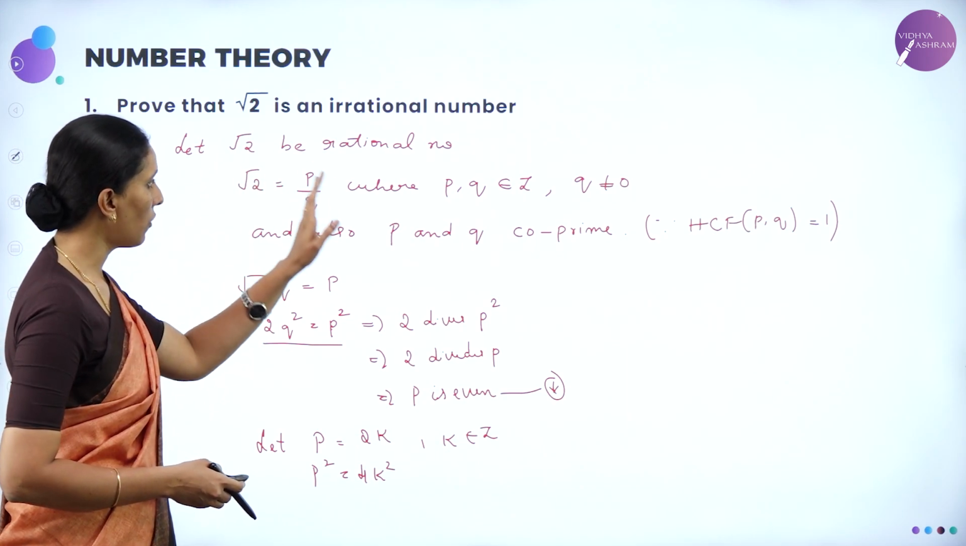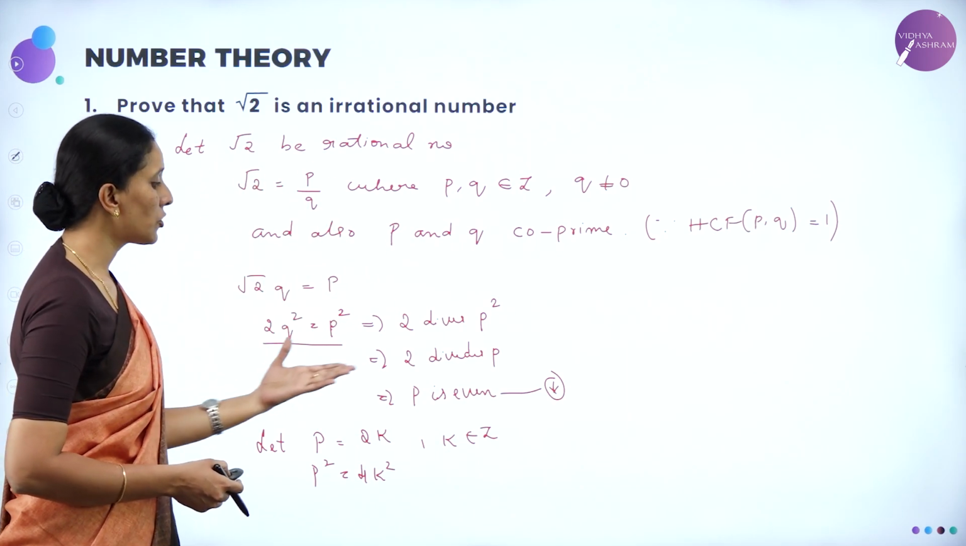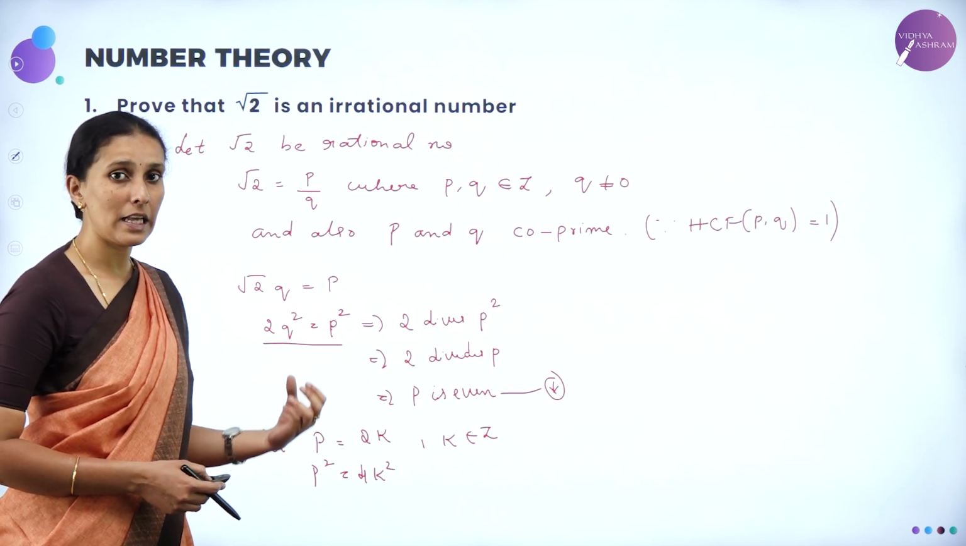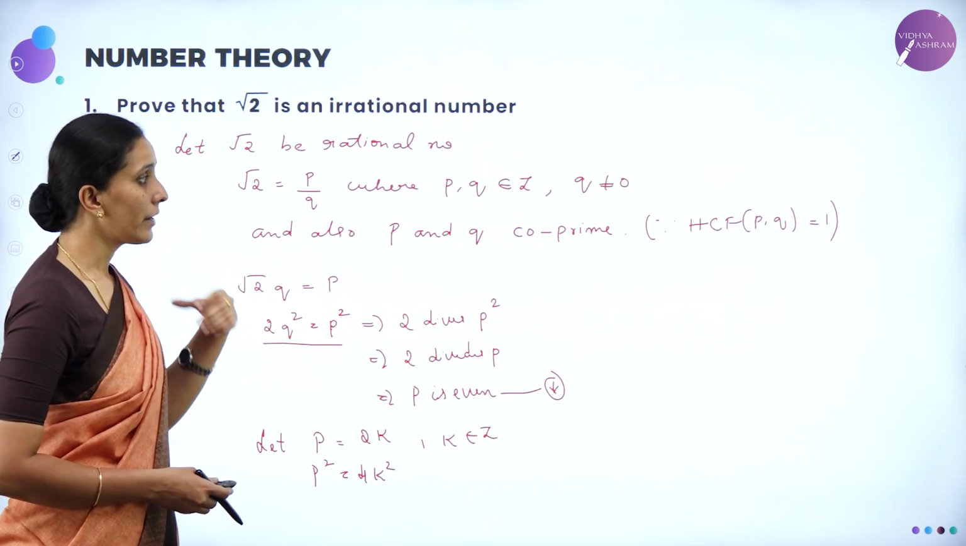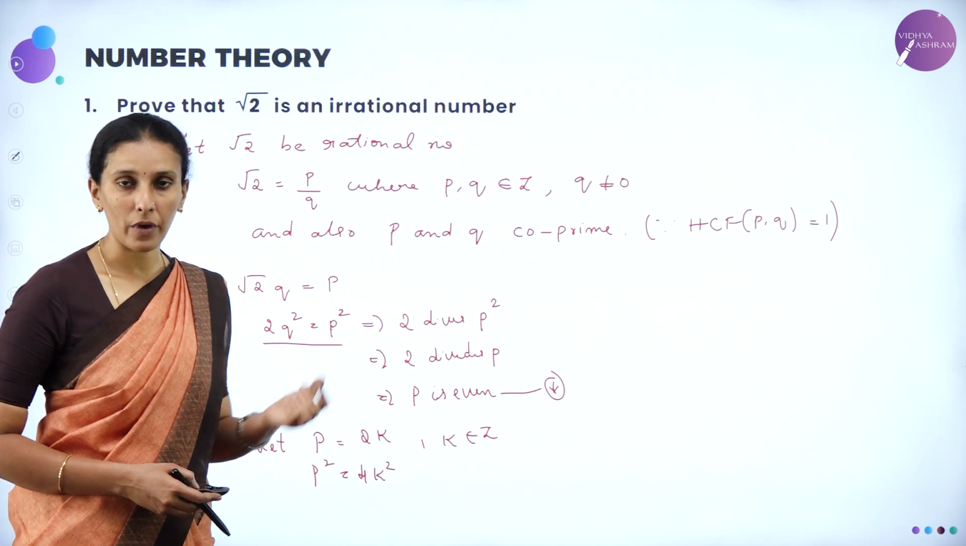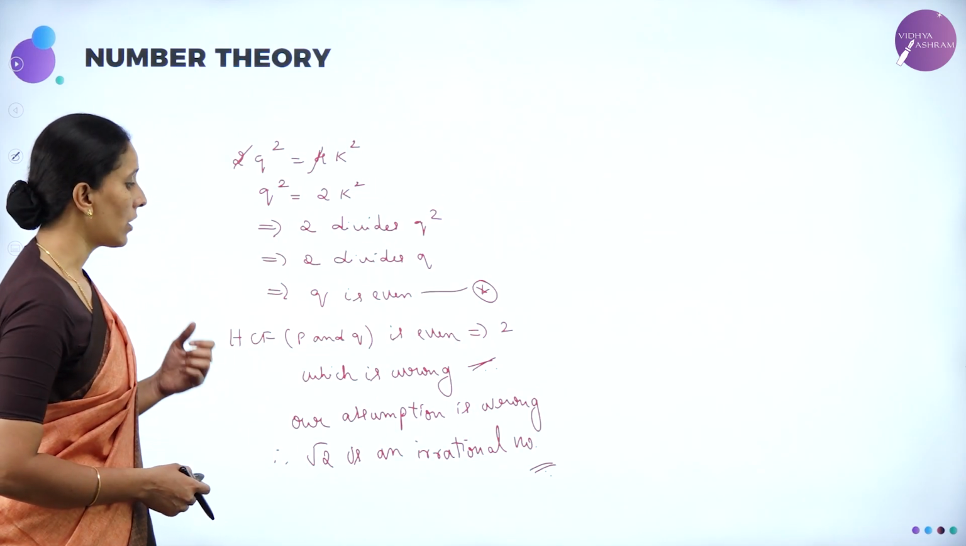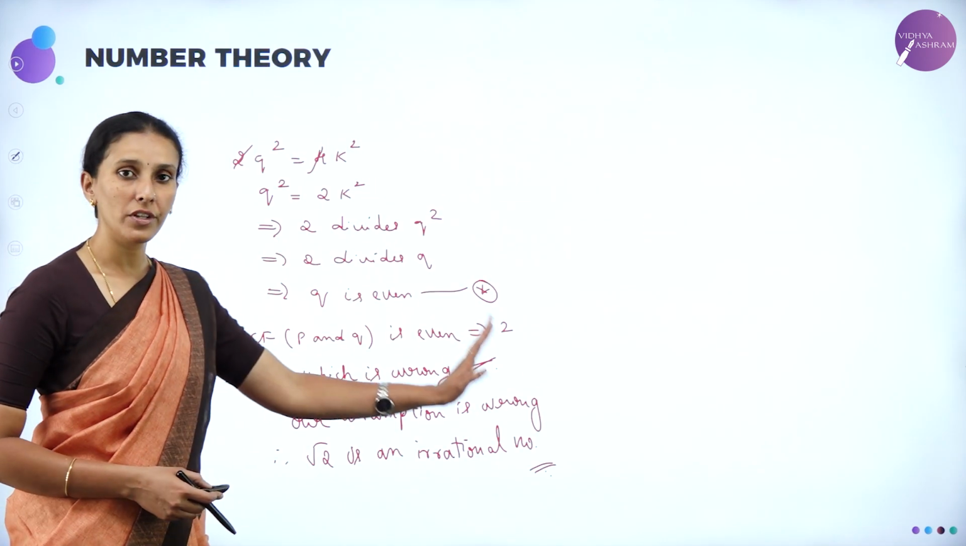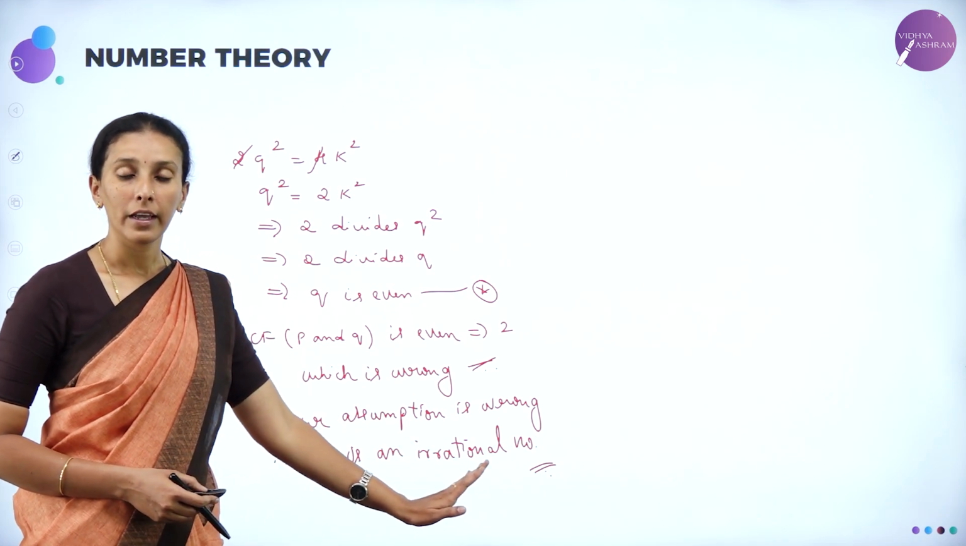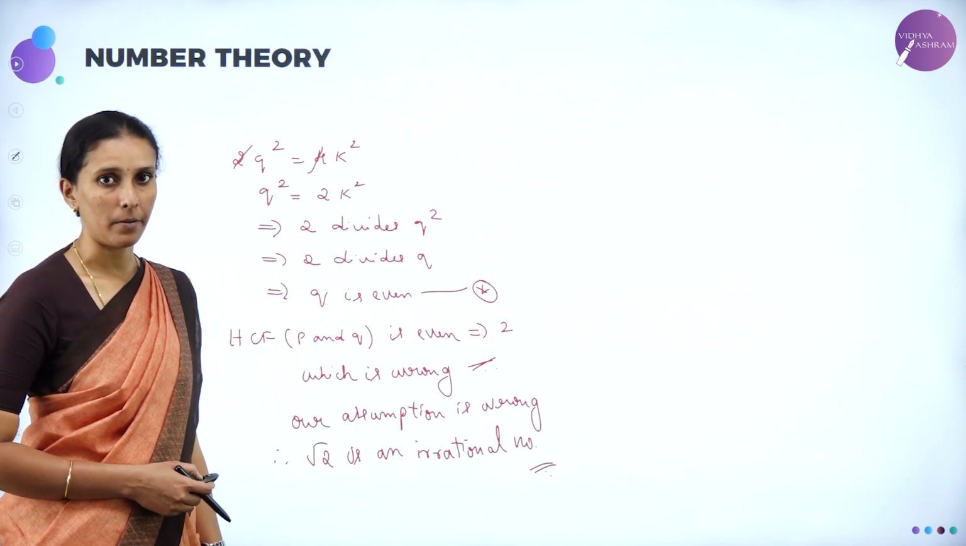Expressing root 2 in the form of a rational number, we get two numbers which are even, and hence their HCF is 2. But the HCF of p and q is 1. Hence our assumption is wrong. So clearly we can say our assumption is wrong. Therefore, root 2 is an irrational number.